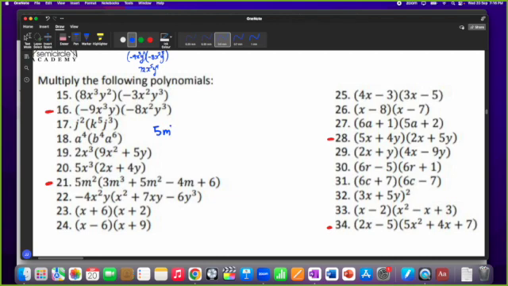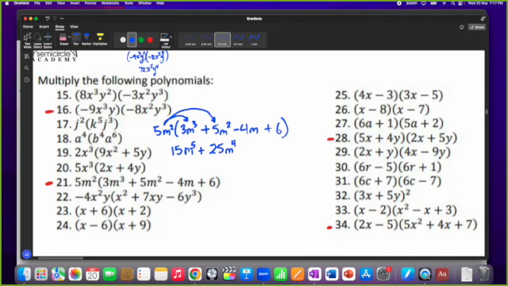5m squared, open brackets, 3m cubed plus 5m squared minus 4m plus 6. So this is a kind of distributive law. You're multiplying 5m squared by 3m cubed. 5 3s are 15, and m squared times m cubed is m to the 5. Now you're multiplying 5m squared by 5m squared. 5 5s are 25, it's a plus 25, and you're going to have m to the power of 4.